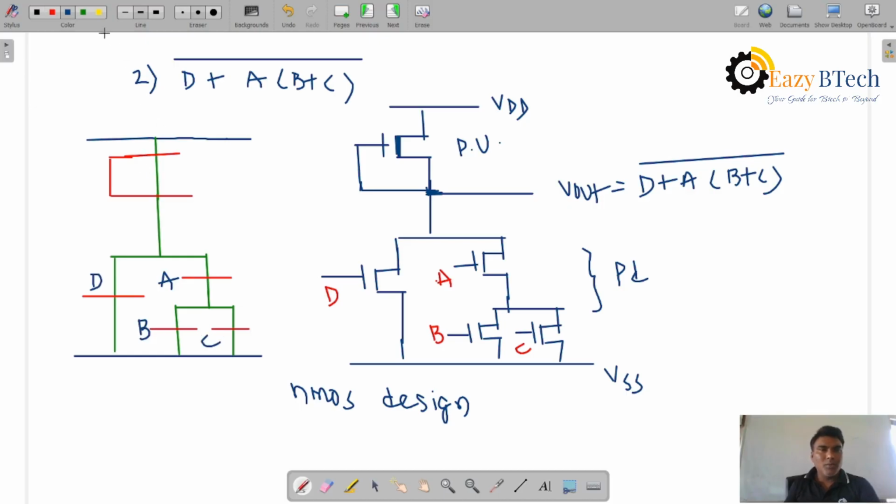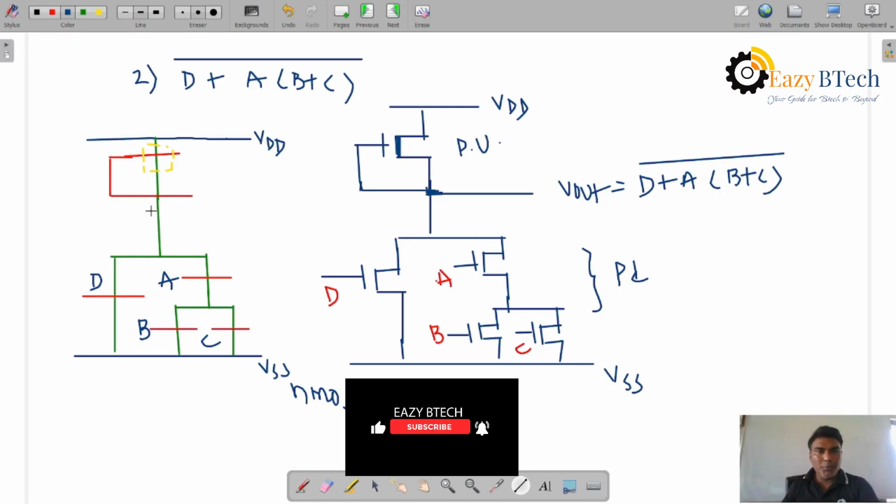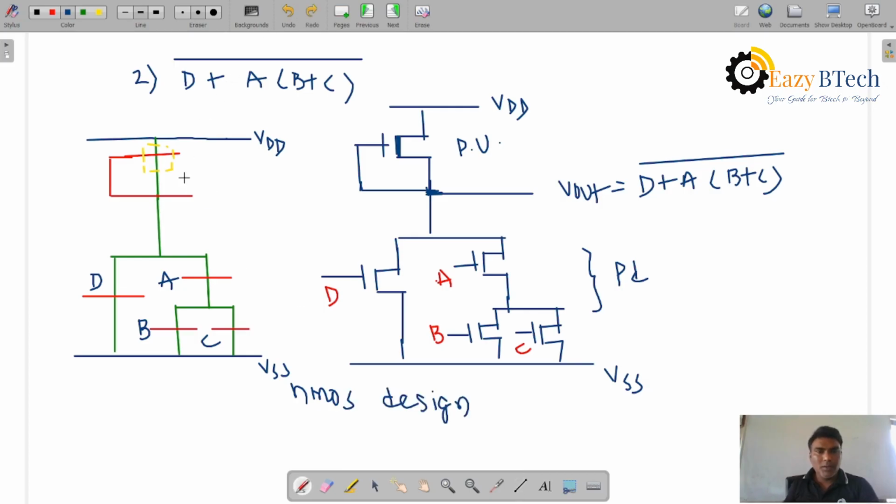So for the depletion mode transistor, the representation is red over green with a yellow dotted line. Let me write this down. This is VDD, this is VSS, and from here we can take V out directly for the given logic.